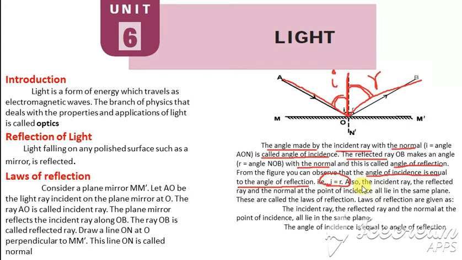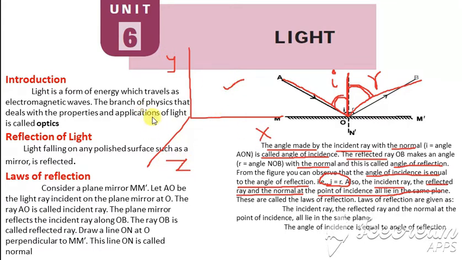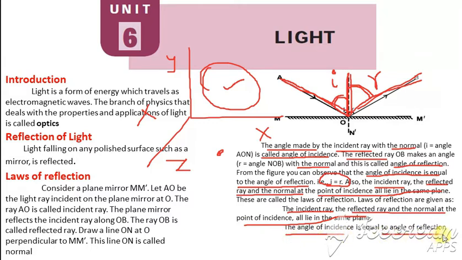Also, the incident ray, reflected ray, and the normal at the point of incidence all lie in the same plane. Same plane is like if we are considering x, y and z: this is one plane, this is another plane, and this is another plane. So the incident ray, the normal and the reflected ray all lie within the same plane. That is the second point. So the laws of reflection are: the incident ray, reflected ray and the normal all lie in the same plane, and the angle of incidence is equal to the angle of reflection.